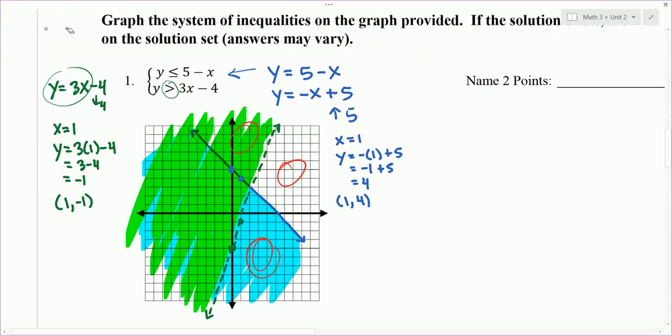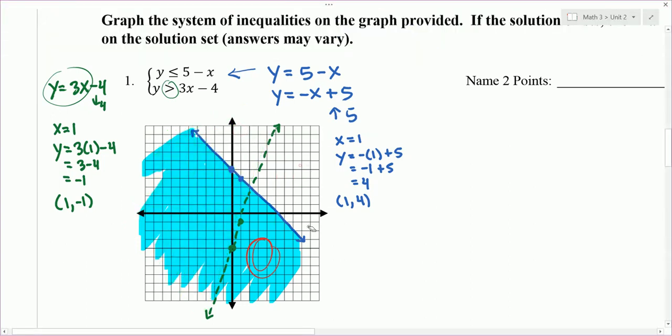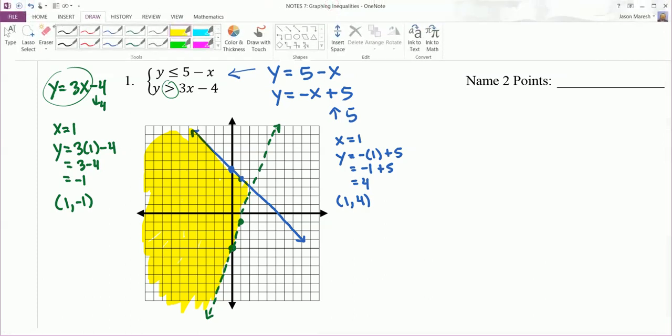So I'm going to get rid of my shading and just shade where both shadings would be at the same time. That's right in this region. This is now you can start shading. And so what this means is if you pick any point in this highlighted region, it will satisfy both equations.